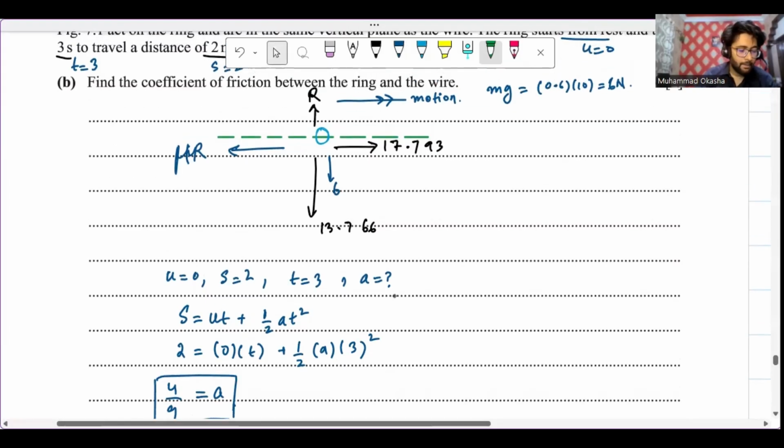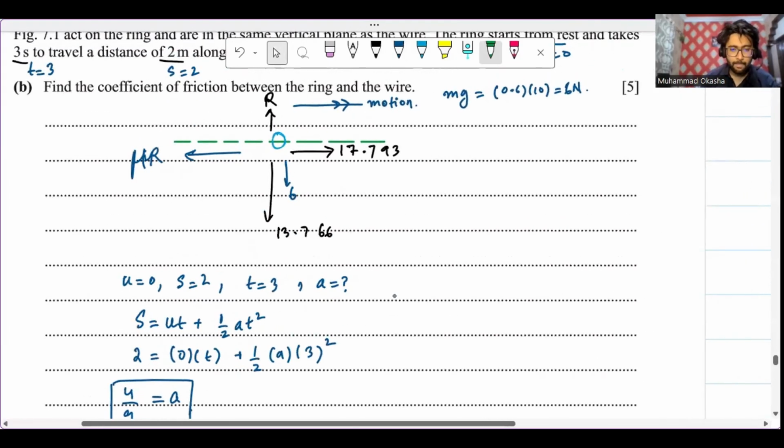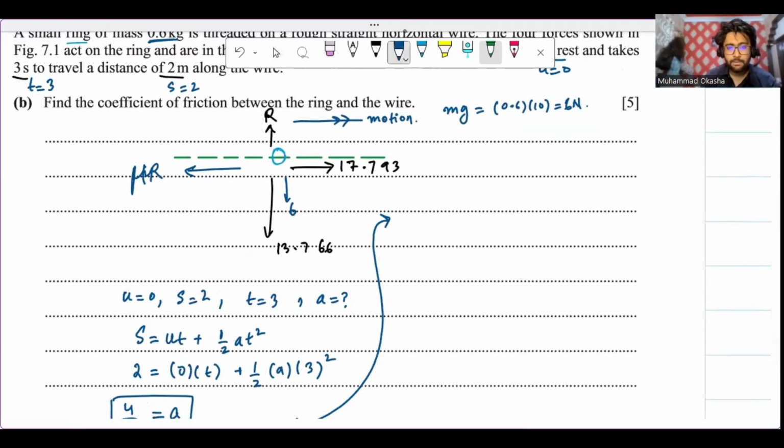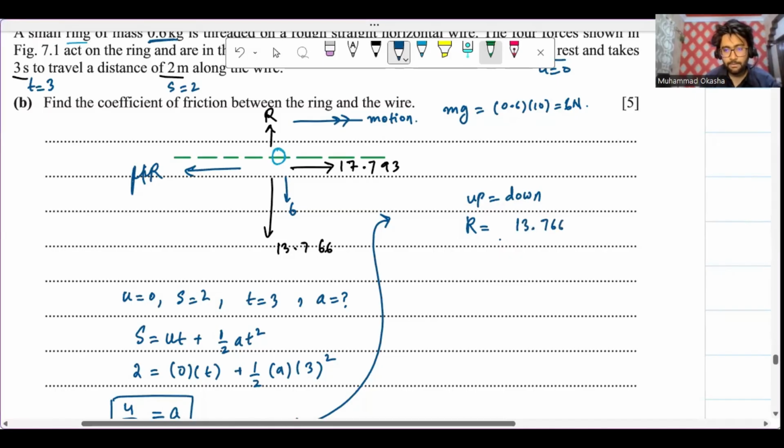All right. Now, let's talk about forces. Vertically, it's balanced, so up is equal to down. Up is R and the downward force is equal to 13.766 plus 6. So altogether, R is going to be 19.766 newtons.